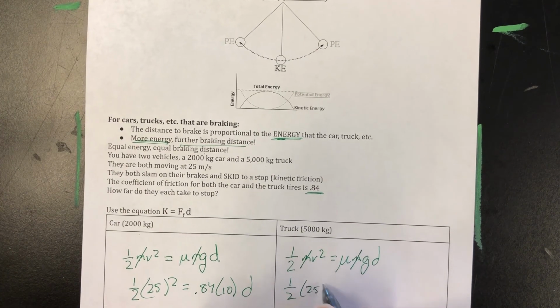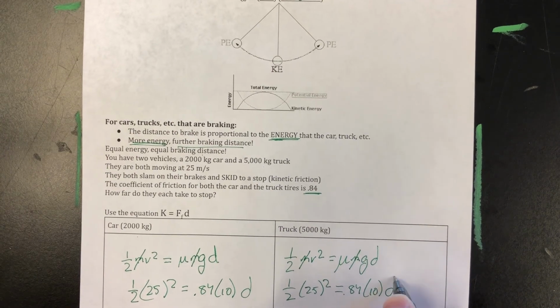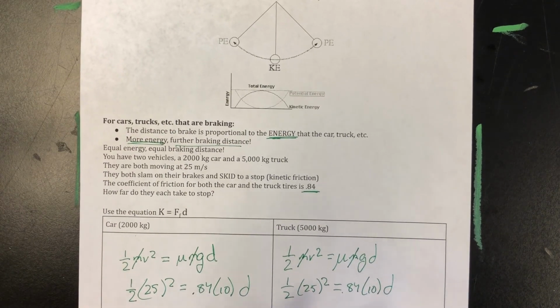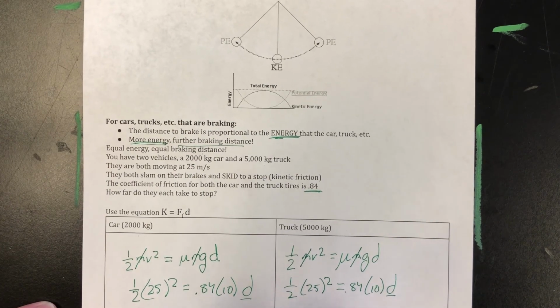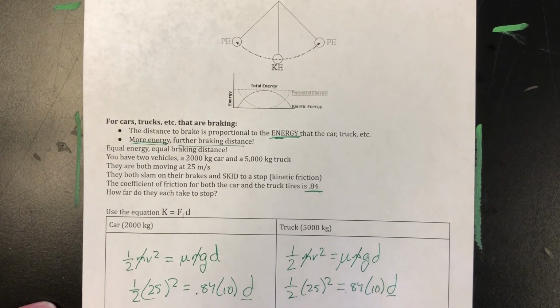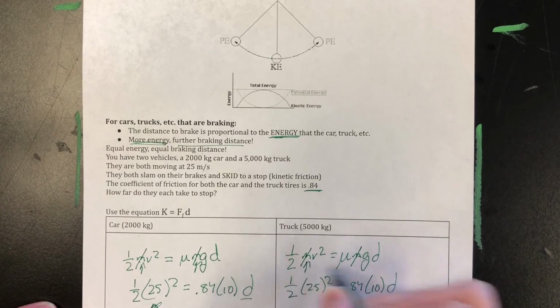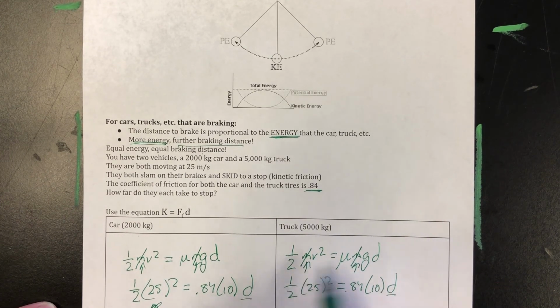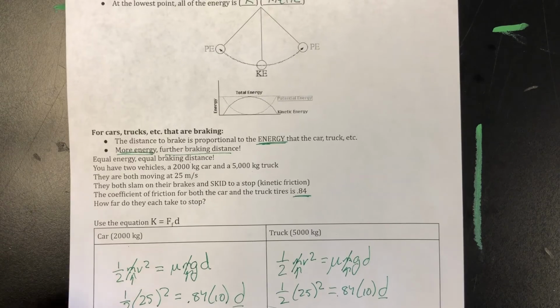1/2 of 25 squared is equal to 0.84 times 10 times the distance. Because they're the same, we really don't even need to solve for d. We see that d on this side should be equal to the distance on this side. And it's because the mass here does not matter. So when we think about the masses, because the masses are the same on both sides of the energy equation, we don't have to worry about them. And when you skid, you go the same amount of distance.